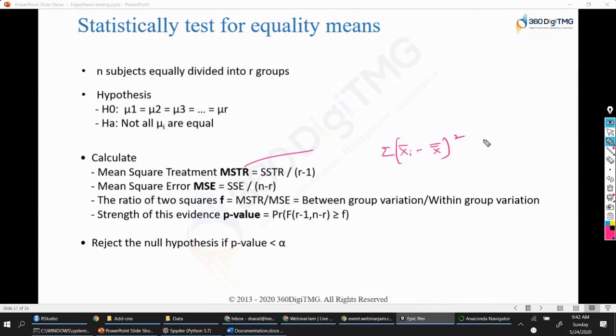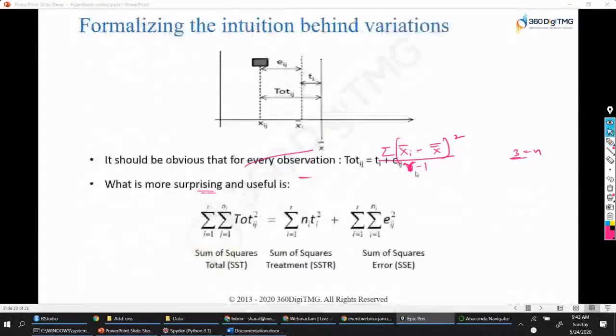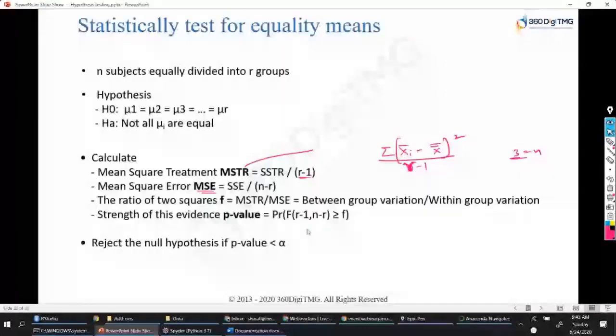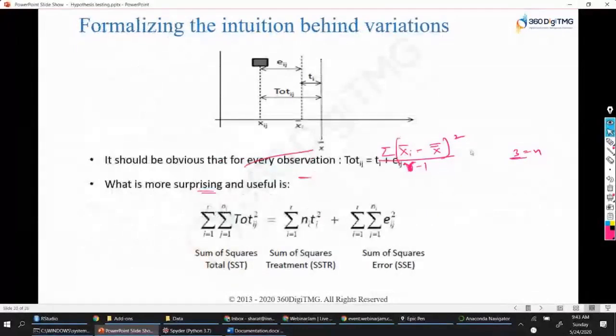That means I have 3 suppliers, so I'll do 3 minus 1 degrees of freedom. Here we call it this thing, R minus 1 degrees of freedom. We'll go back to the previous slide. This is the treatment that I'm talking about, which basically is the summation of x bar minus x double bar, whole square.